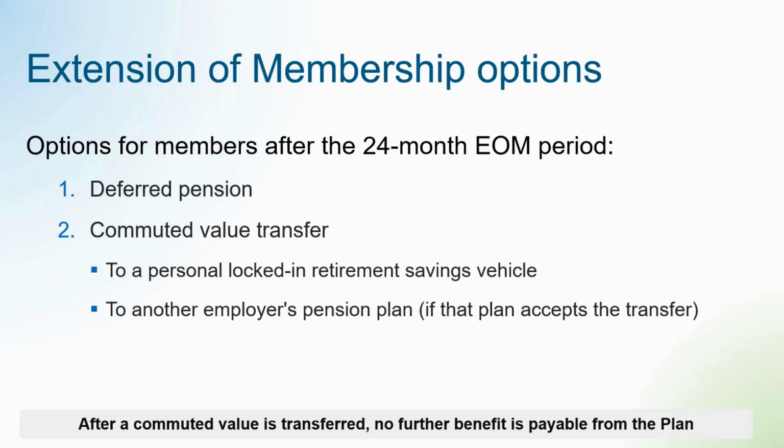Another option the member has is to transfer out the commuted value of their pension. The commuted value can be transferred out to their personal locked-in retirement savings vehicle or to another employer's pension plan, if that plan will accept the transfer. Once a member has transferred out a commuted value, no further benefit entitlement is payable from the plan.